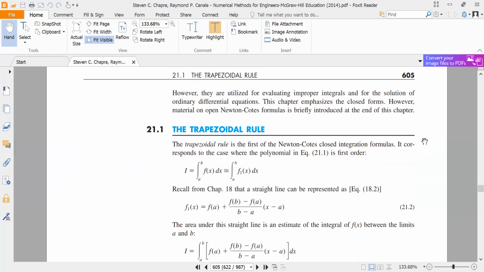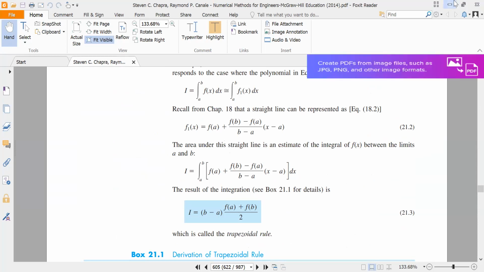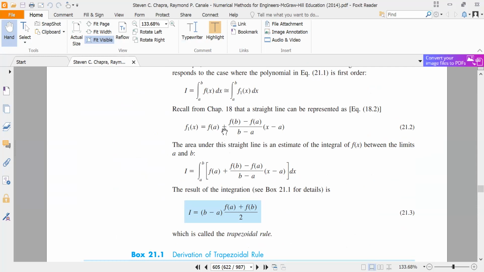I have already discussed it. It is nothing but the area of the trapezoid between the points x equal to A and x equal to B. How to calculate it? You know it. So equation 21.3 is the area of the trapezoid between points A and B, and your function values f(A) and f(B). You know that this is the average ordinate rule, because you are simply averaging the function values, from f(A) to f(A+h), f(A+B).